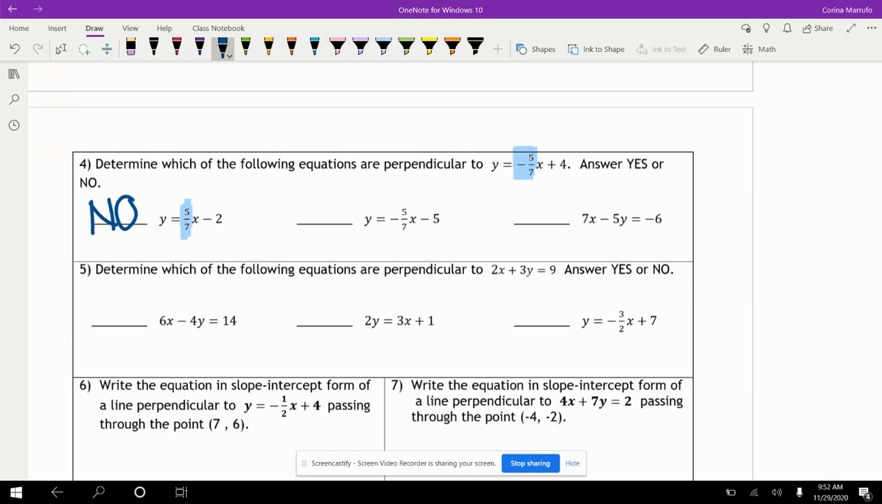This is -5 over 7, and this one is also -5 over 7. So no, they're the same. That means that these two lines are parallel, and that's not what they're asking us for. They're asking us for perpendicular.